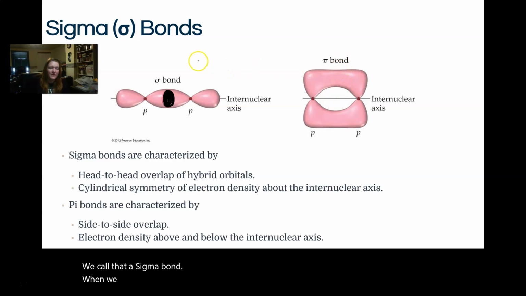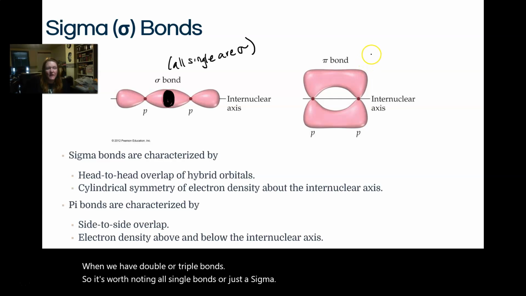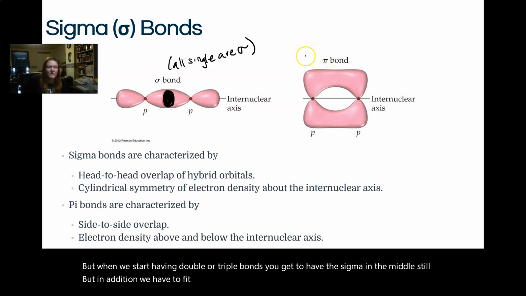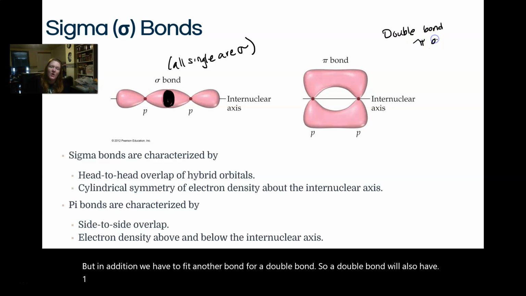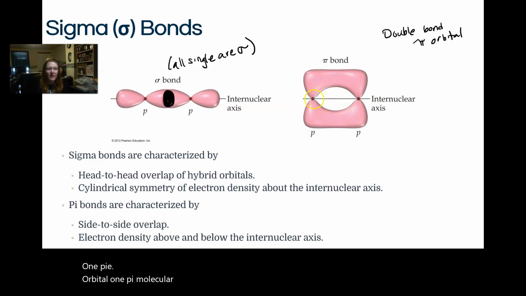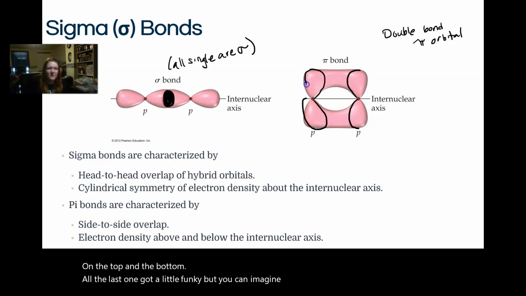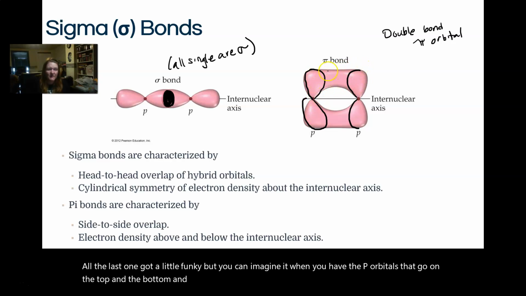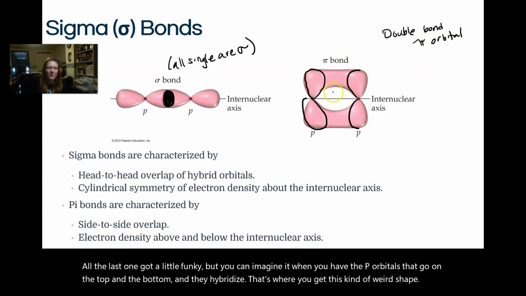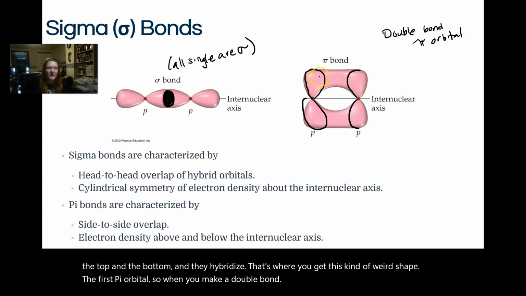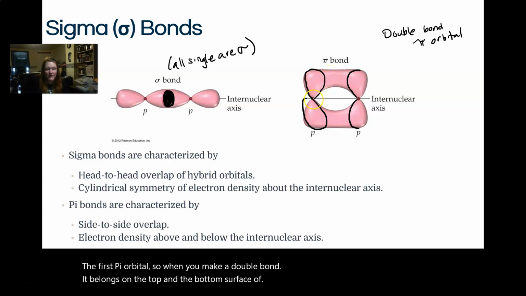When we have double or triple bonds, so it's worth noting, all single bonds are just a sigma. But when we start having double or triple bonds, you get to have the sigma in the middle still, but in addition, we have to fit another bond for a double bond, okay? So a double bond will also have one pi orbital, one pi molecular orbital. They come from when you have the p orbitals on the top and the bottom. Oh, the last one got a little funky, but you can imagine it. When you have the p orbitals that go on the top and the bottom, and they hybridize, that's where you get this kind of weird shape. The first pi orbital, so when you make a double bond, it belongs on the top and the bottom surface of the atoms.